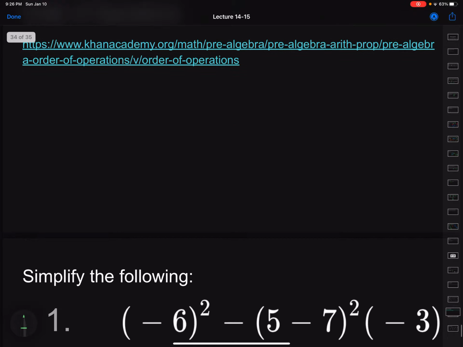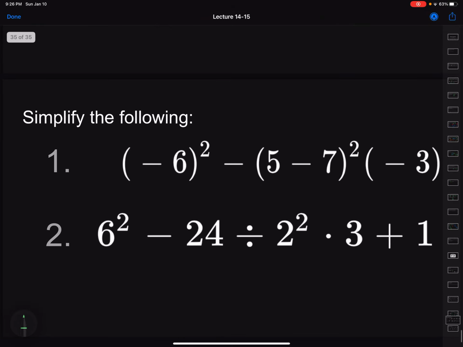And then I will post a video for order of operations. And then once you watch that video, you will be able to simplify this. So I'll stop.